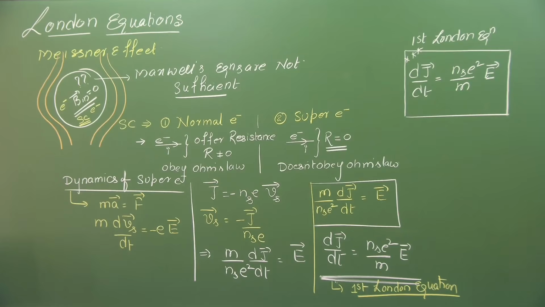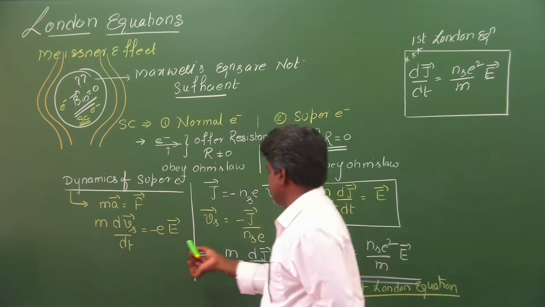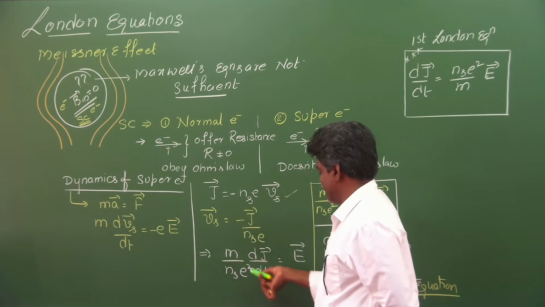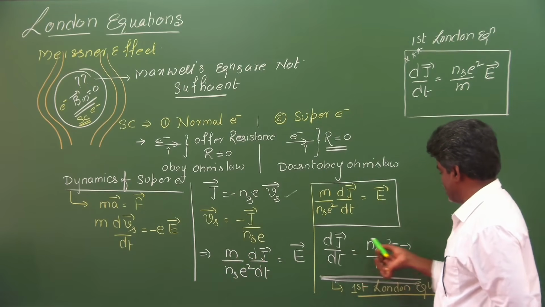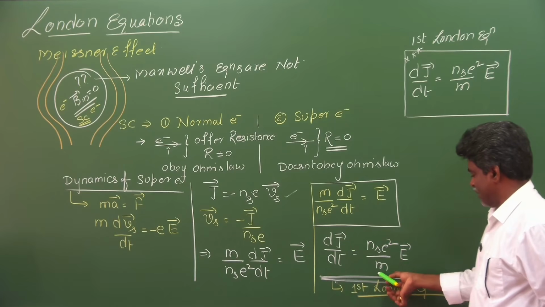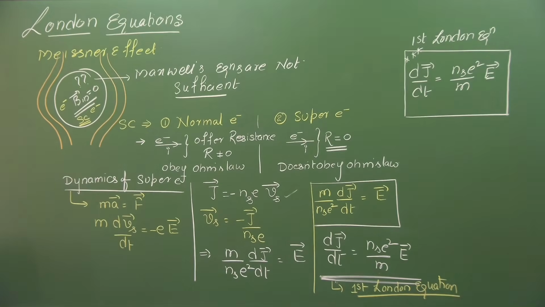We are checking the dynamics of these super electrons. We have taken Newton's law, nothing else, and after that the current density formula. We just replaced the velocity, and we got a relation between J and E: dJ by dt equal to ns e square by m into E bar. So this is the first London equation.